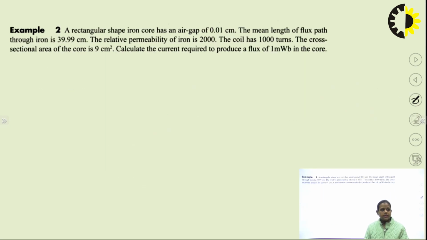Now coming to the second example. Here a rectangular shape iron core has an air gap of 0.01 centimeter. The mean length of the flux path in iron is 39.99 centimeter. The relative permeability of iron is 2000. The coil has 1000 turns. The cross sectional area of the core is 9 centimeter square. You have to calculate the current required to produce a flux of 1 milliweber in the core. Again, this is a question from series magnetic circuit.